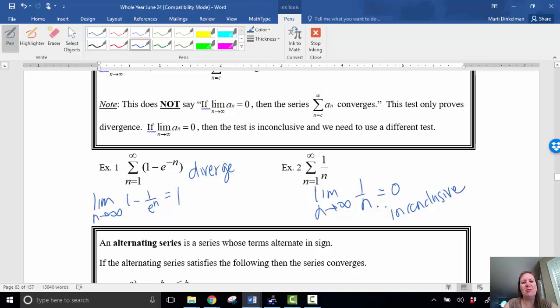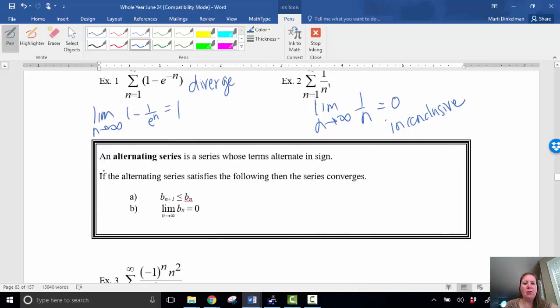However, we actually know this one from last section. This is a p-series, and if the p-value is 1, we actually know that it diverges. So I just wanted to put that one in there to show you that just because the limit is 0 doesn't mean we get to say converge. So sometimes this test can be pretty easy if we remember to do it, but again, it only works if we can prove that it diverges.